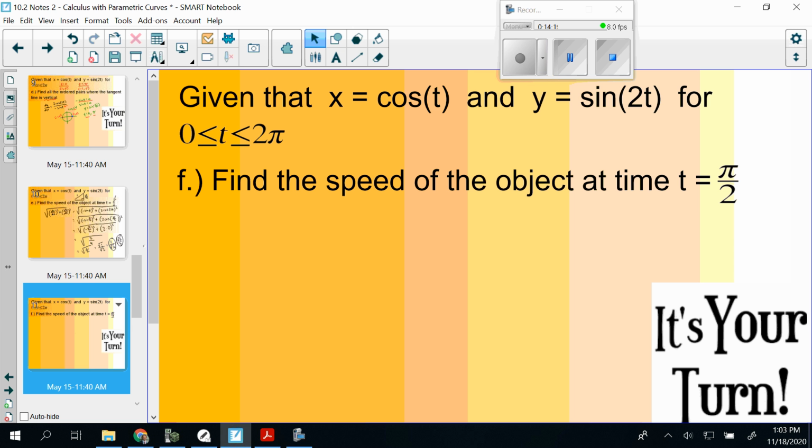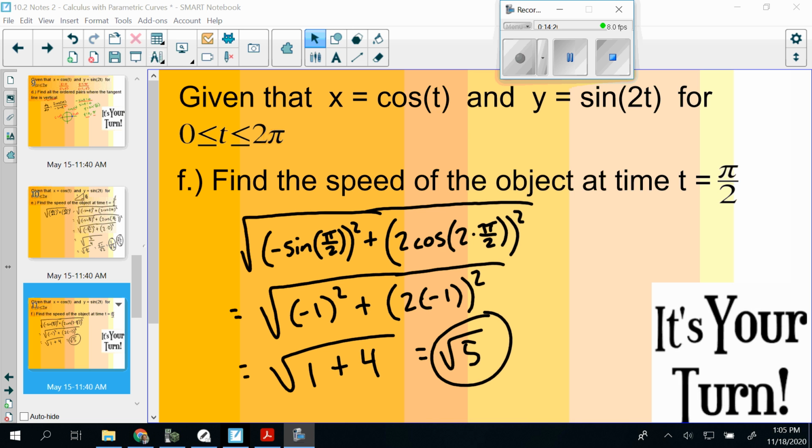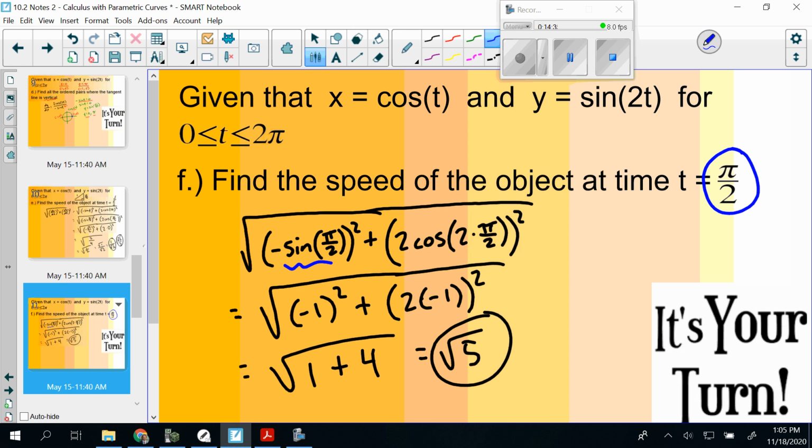All right, let's have you try one of these speed ones. See if you can pause it and find the speed at pi over 2. All right, let's see what you got here. So we know our derivatives again. If you plug in pi over 2 this time, we have to find sine of pi over 2. That's the y value at 90 degrees, which would be positive 1, but it is negative here, so it ends up being overall negative 1.